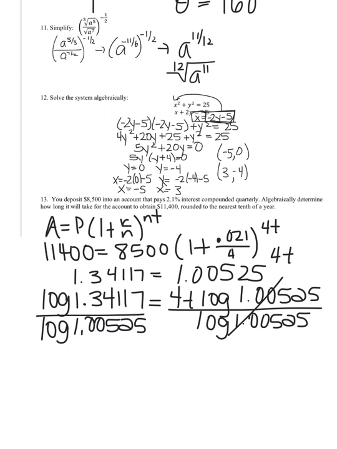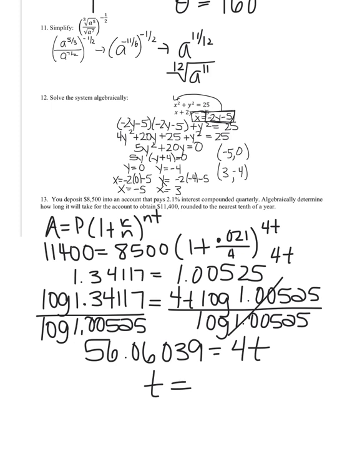And you get 56.06039 is equal to 4t. Then you can divide by 4. We're rounding to the nearest tenth, so divided by 4. Final answer should be 14.01, which is 14.0 years.